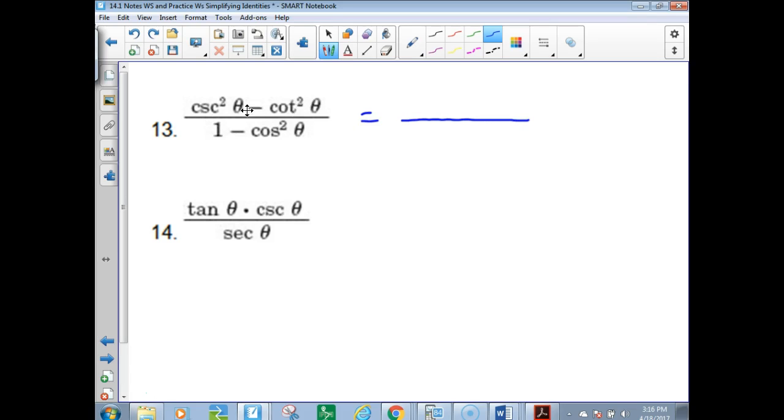What could I trade on the top? What does cosecant squared equal? Doesn't it equal 1 plus... Okay, I see a cotangent and a cosecant. I know those are related as a Pythagorean identity. Let's trade the cosecant squared for 1 plus cotangent squared, minus cotangent squared theta. That's what we'd have on top. So here, I traded this for 1 plus cotangent squared theta.